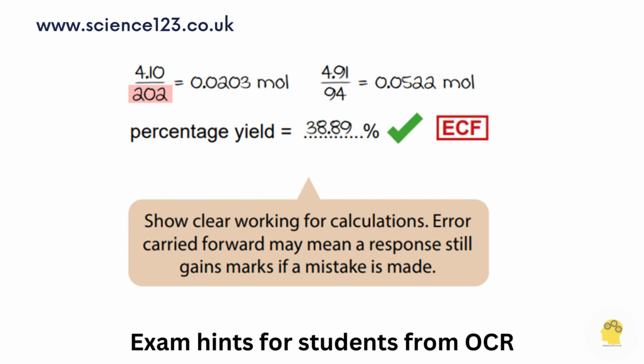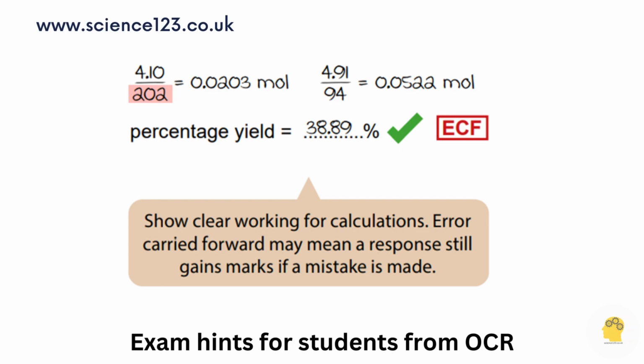In a multi-stage calculation, you must show all of your working at each stage. In this example, the student has used the incorrect figure of 202, giving an incorrect answer of 0.0203 moles.